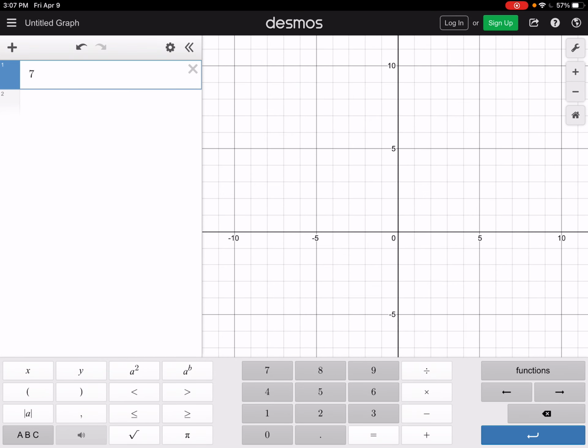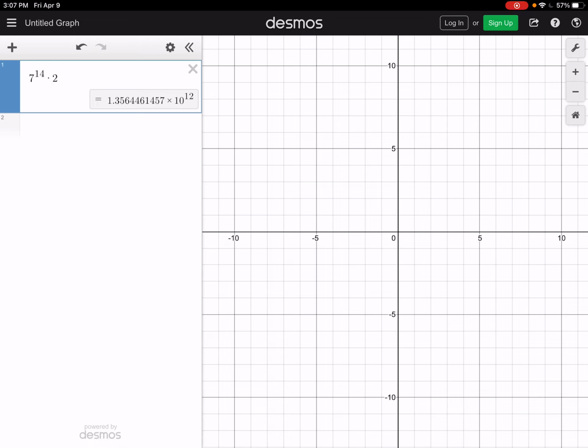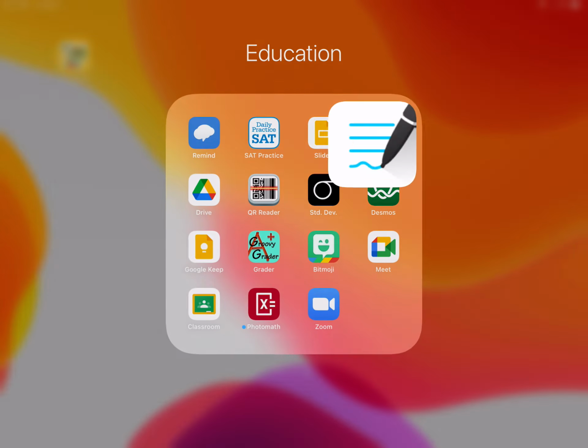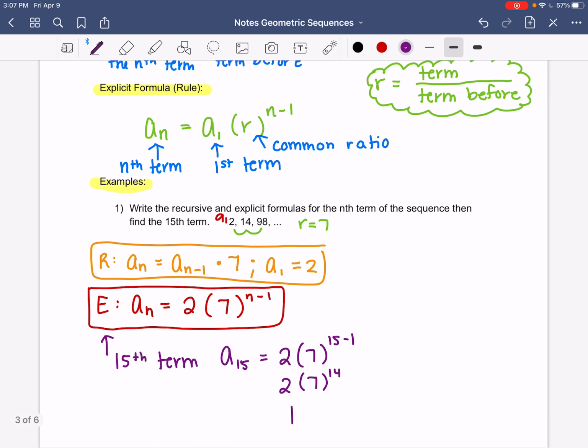So 7 to the power of 14 gives me this huge number. And then I have to times that by 2. So what that means is it's 10 to the power of 12 means I move my decimal place over 12 times. We're just going to leave it in scientific notation because it's just too big of a number to write down. So scientific notation, you use 2 decimal places, 1.36, and then times 10 to the 12th. So big number. We're just going to leave it like that for now. Should have done a smaller term.